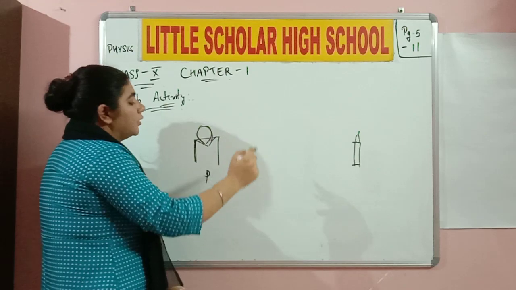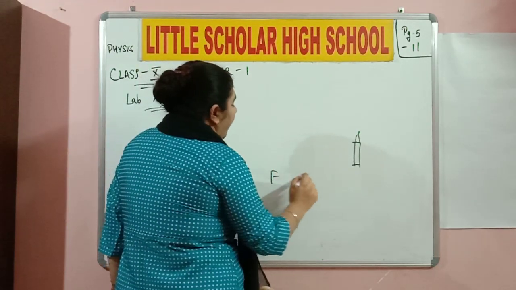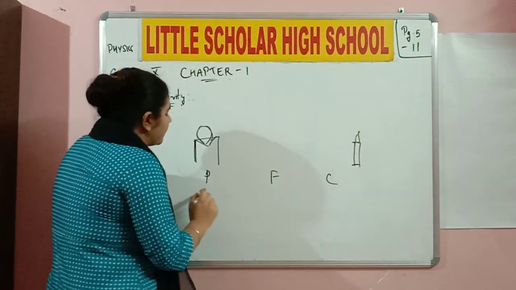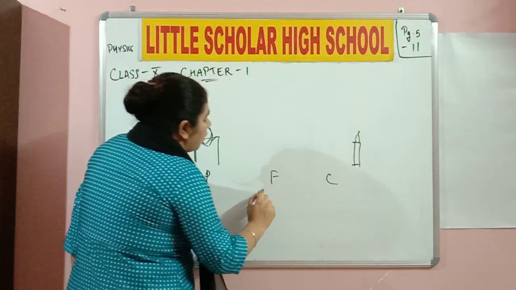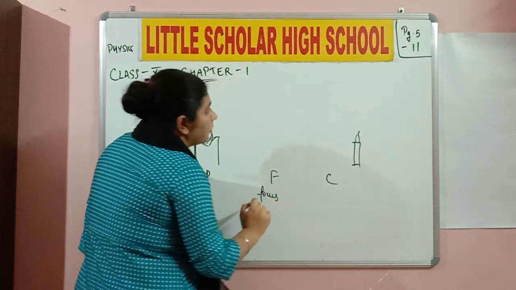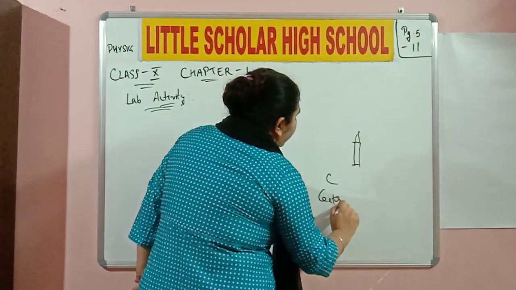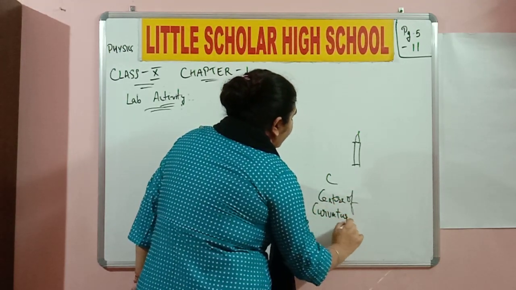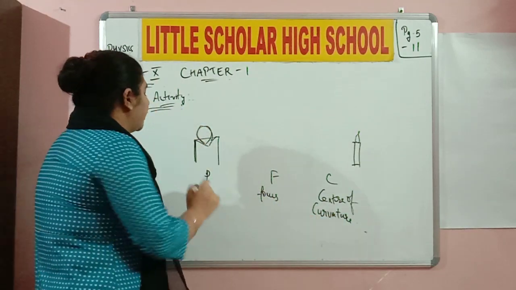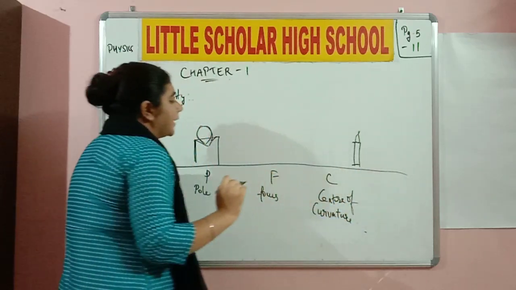What is the object I am going to consider? It is the candle. So I need to mark three important points over here. It is P, F and C. What does the P stand for? It stands for the pole of the mirror. F stands for the focus of the mirror. And C stands for the center of curvature. So there we go. Fine. So we are placing it on a particular white paper where we also have a scale.